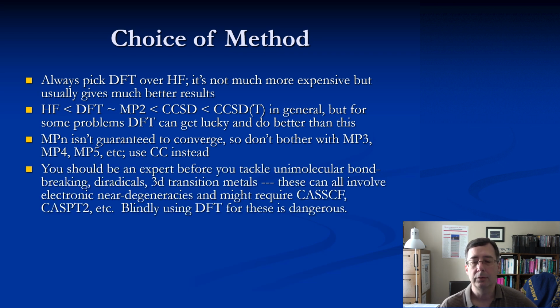If you're looking to tackle a unimolecular bond dissociation or diradicals or partially filled d shells or f shells, these can involve electronic near degeneracies that might require a method like a multi-configurational SCF or a complete active space SCF or CASPT2. There, MP2 or even CCSD or CCSD(T) may not be appropriate depending on the situation. And unfortunately, DFT isn't any better.